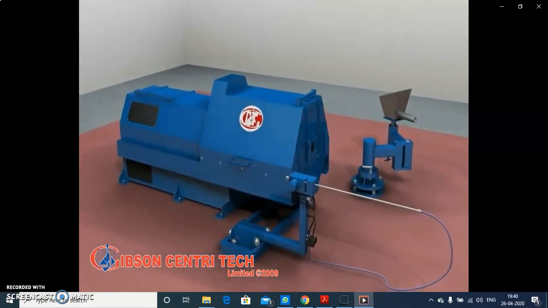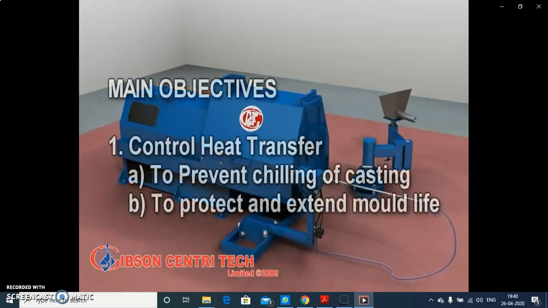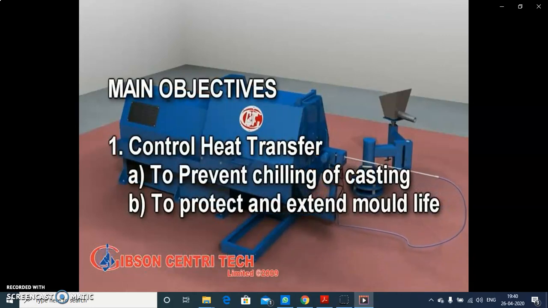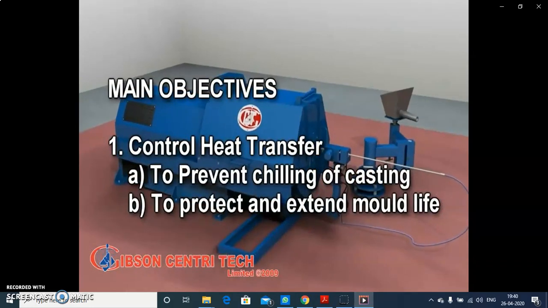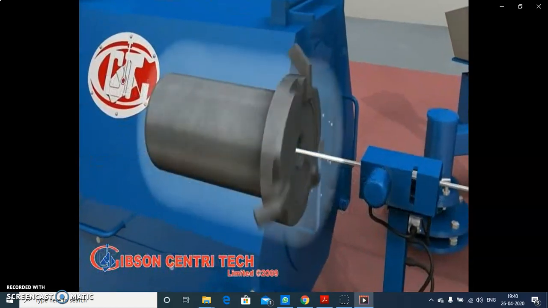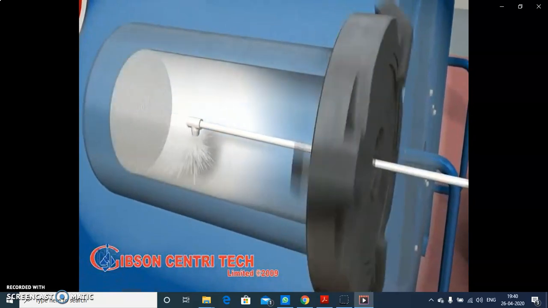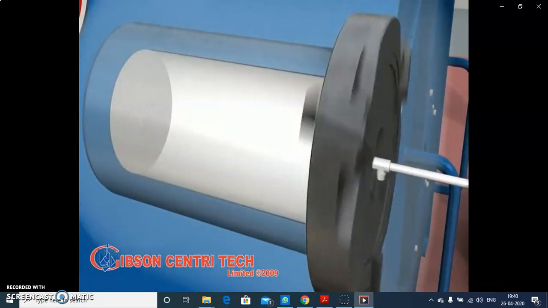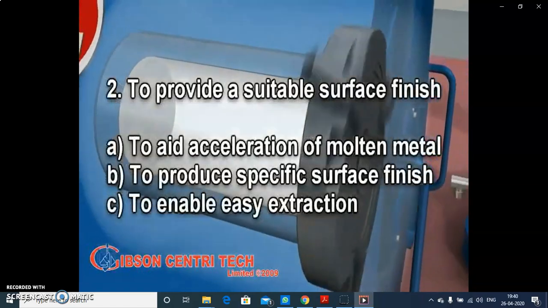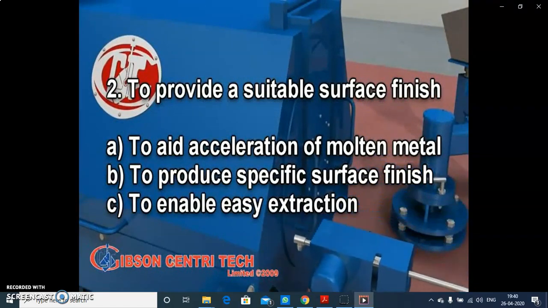This is a centrifugal casting assembly. Mold coating is applied to the inside surface of the mold. Main objective: control heat transfer to prevent chilling of the casting and to extend mold life. This is a ladle. With the help of this ladle, we put the molten metal into this tube.